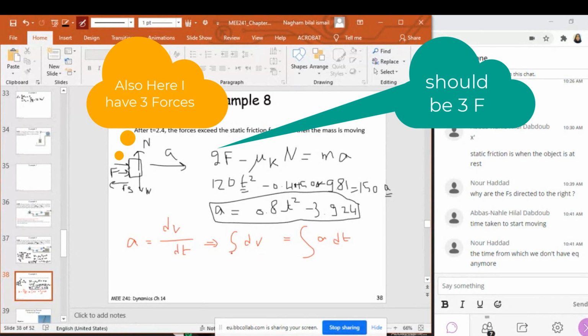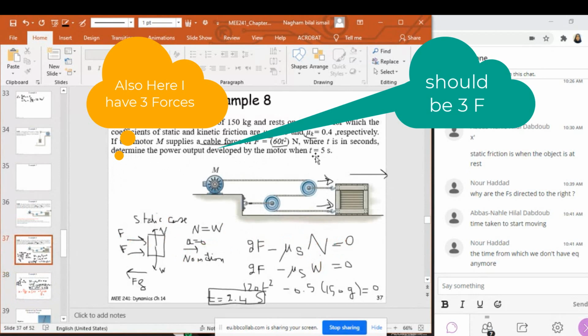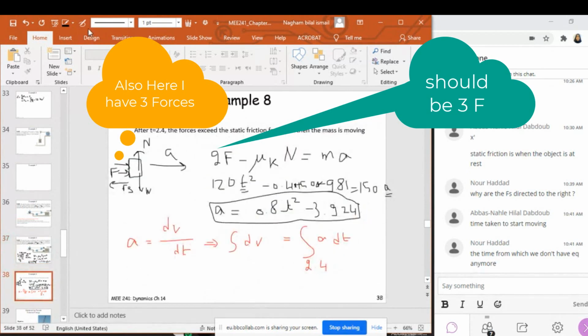Now, this integration should be between what and what? Who can tell me, guys? It's between what and what? Between 2.4. This is the time at which the motion starts moving. I cannot say it's between 0, guys, because the time at which the motion occurs is t equal to 2.4. And they are telling me that I need to find this power at t equal to 5. So I'm going to say this is 5. And then the velocity from rest to v.